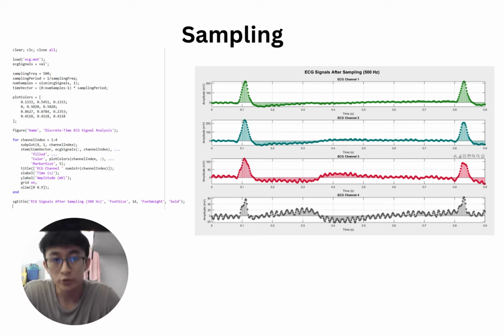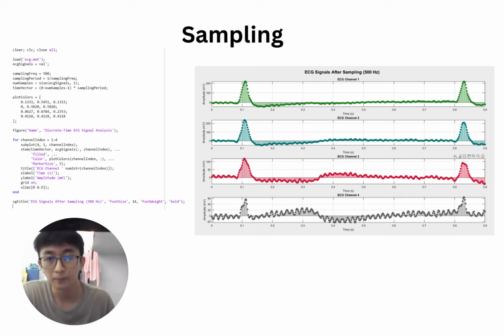We sample the ECG signals at a critical rate of 500 Hz. This is the most important parameter here. It means we are capturing 500 distinct data points every single second. And each vertical line on this stem plot represents one of those samples. This process gives us the high resolution discrete signal needed for our next step, convolution.